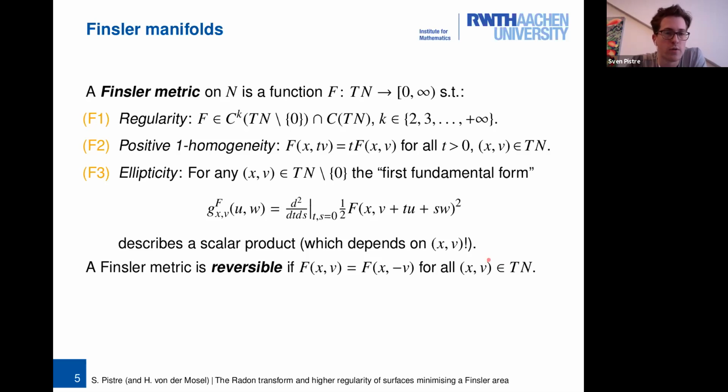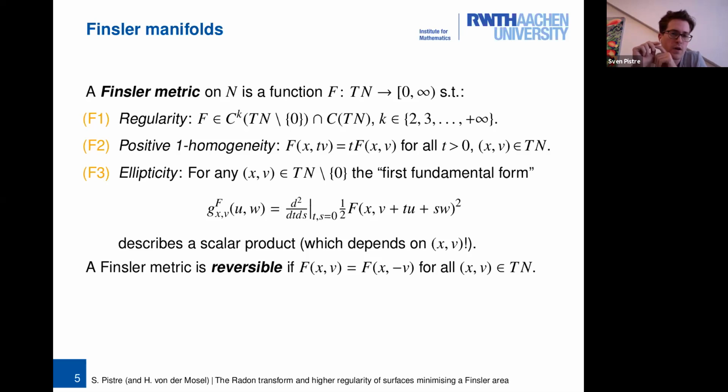And the third condition on the metric is sort of an ellipticity condition, where in the tangent bundle, you take a flagpole, that's the point (x, v) here, and then on this flagpole, you propose that there is a scalar product which depends on the flagpole, and then you have a family of scalar products. And note here that this doesn't mean that the Finsler metric itself is a scalar product, but that you can generate a scalar product which depends on this flagpole, on this direction.